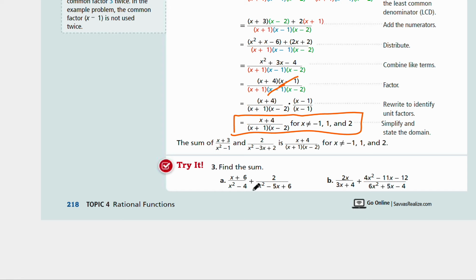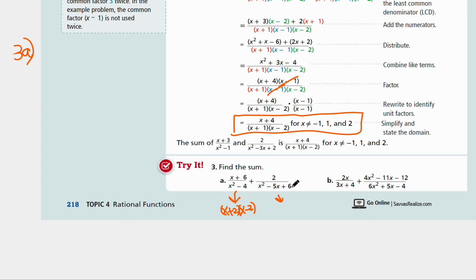Okay, are you ready to check the answers? Let's look at 3a. So we have x squared minus 4. That can be factored into x plus 2 and x minus 2, right? And then x squared minus 5x plus 6.